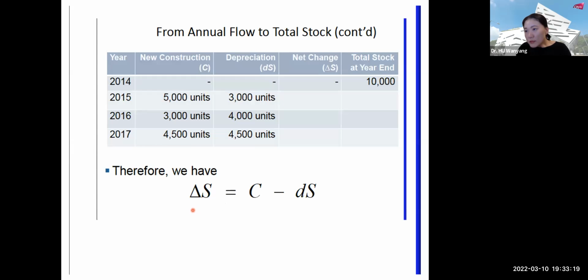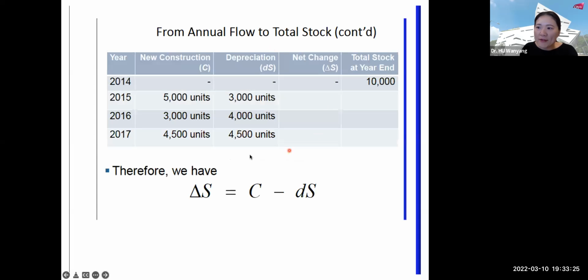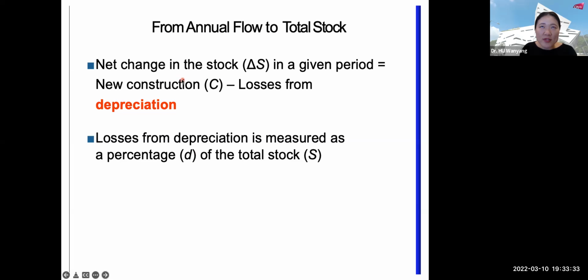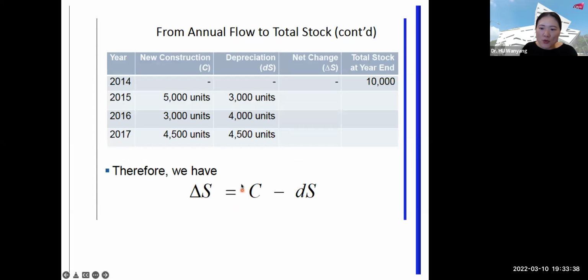Okay, so this is a verbal representation, and now we have a mathematical formula. Delta S is the net increase, the net change in the housing stock. Delta S equals new construction C, and then D multiply S is the housing depreciation. We subtract this from the new construction, then we get the net change.